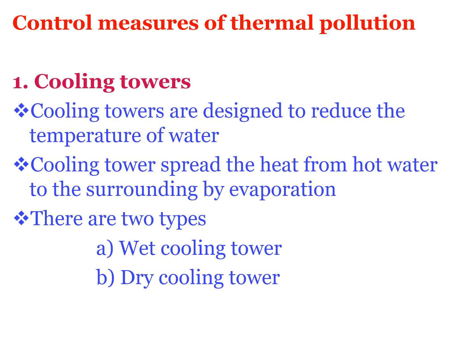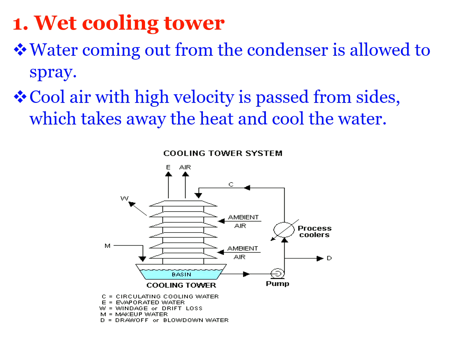We have basically two types of cooling towers. One is the wet cooling tower and the other one is the dry cooling tower. We will also discuss that in the next slides. The first one is the wet cooling tower. Here we can see from this picture, the water coming out from the condenser is allowed to spray, and then cool air with high velocity is passed from the sides, which takes away the heat and cools the water.